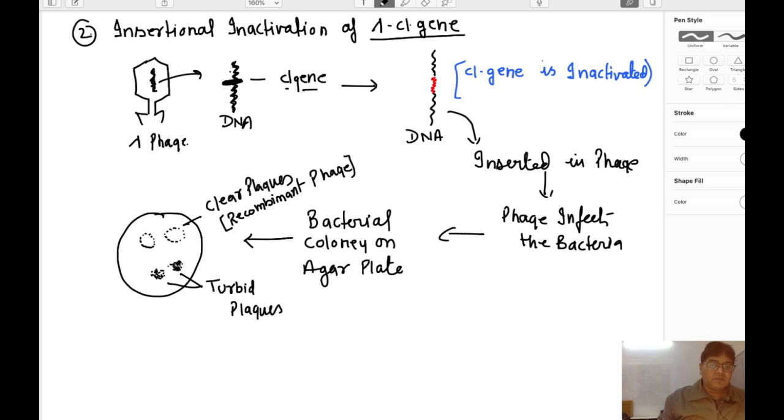But if the structure of the phages is disturbed, then it will show some turbid plaques, and these turbid plaques indicate non-recombinants. They are actually non-recombinants.